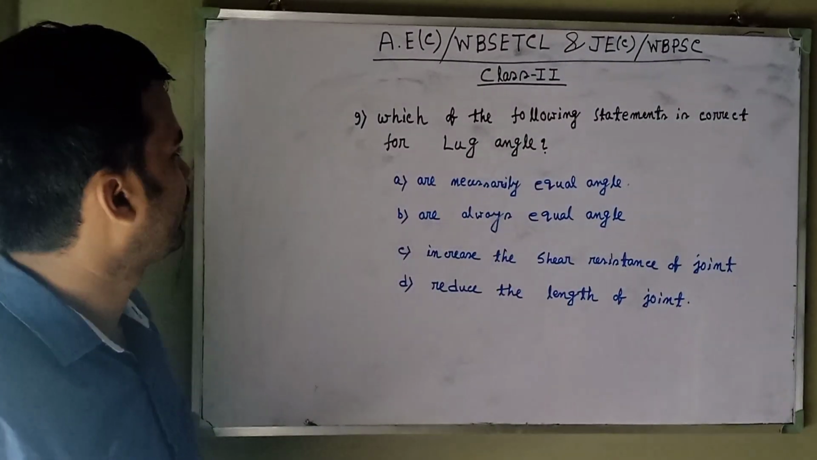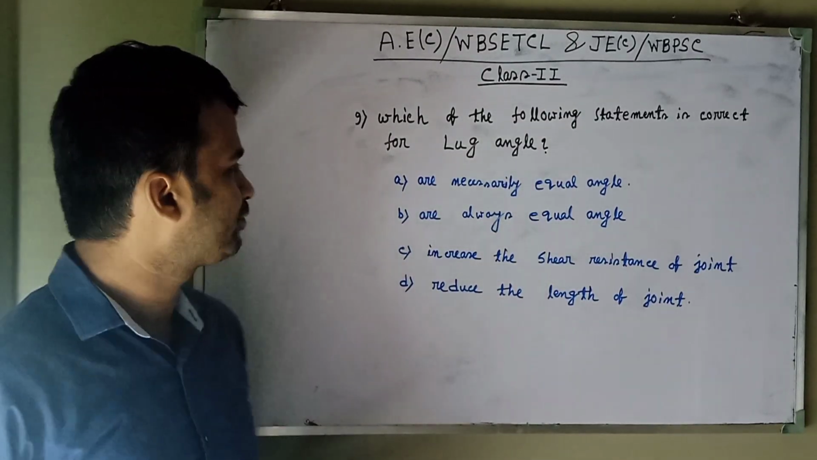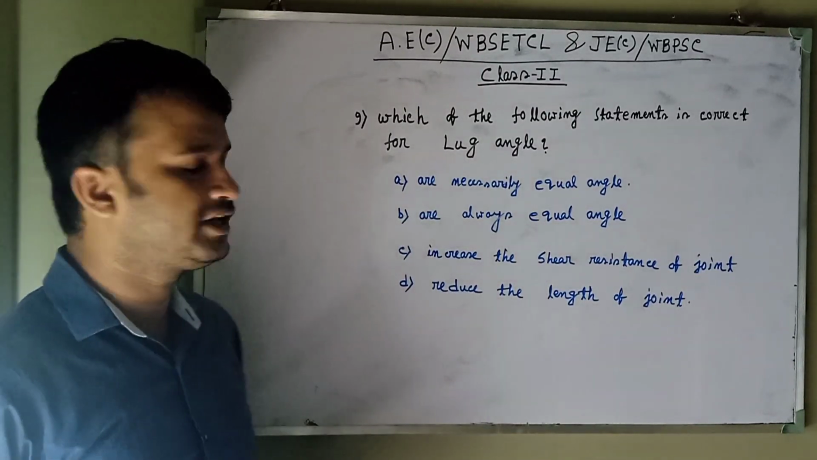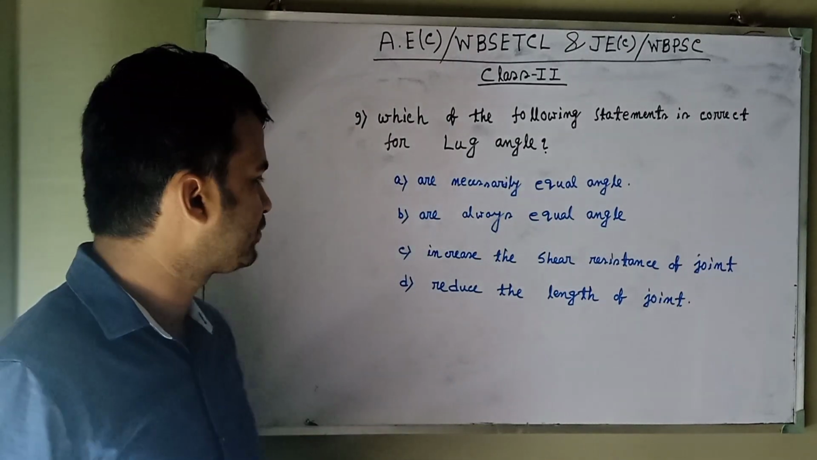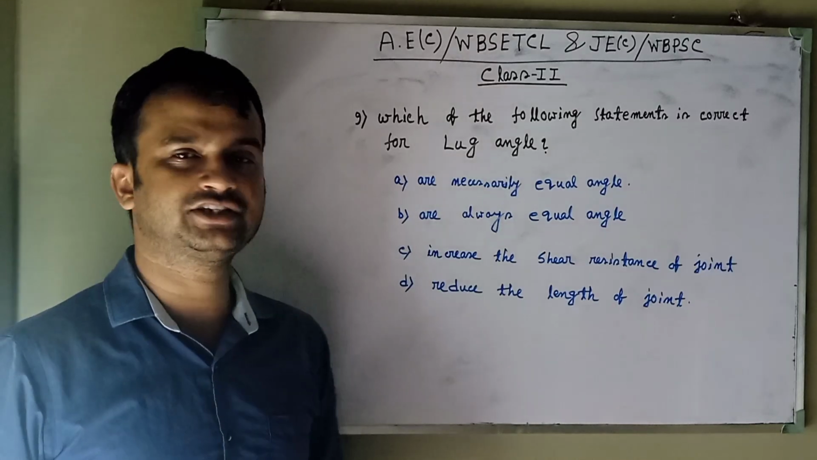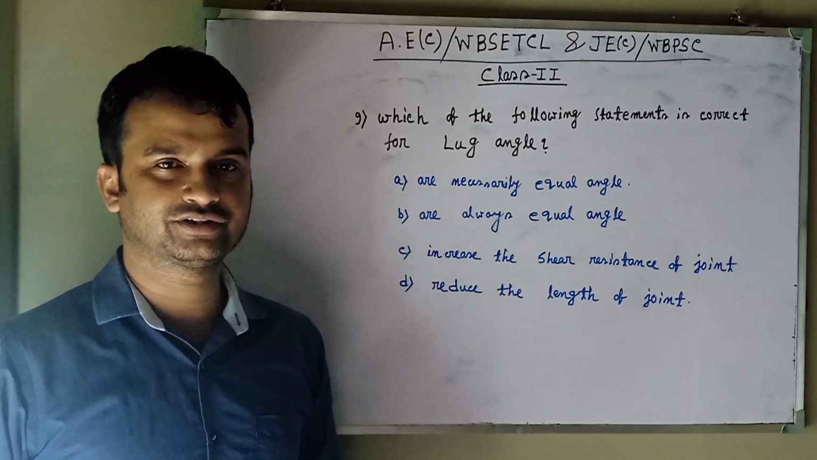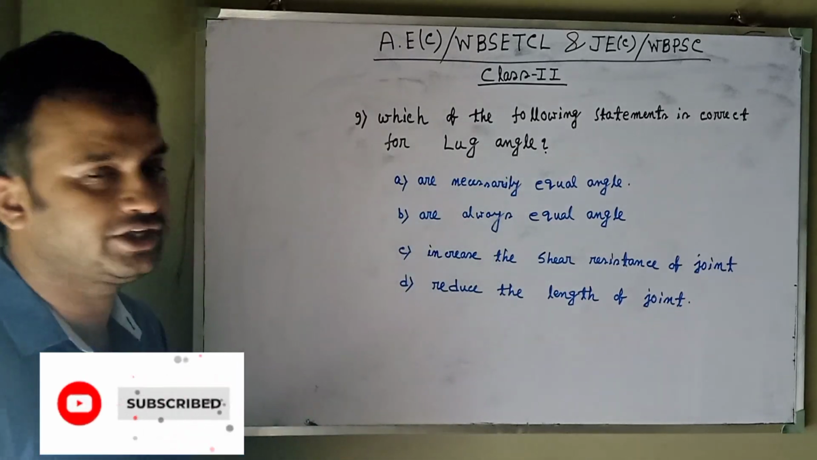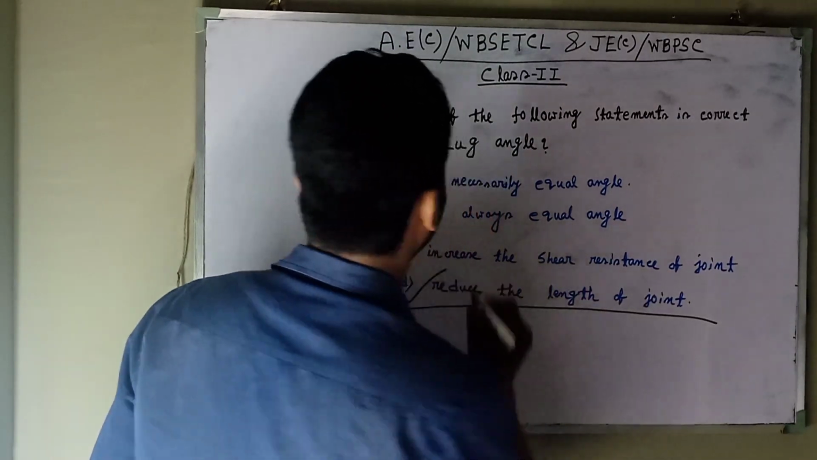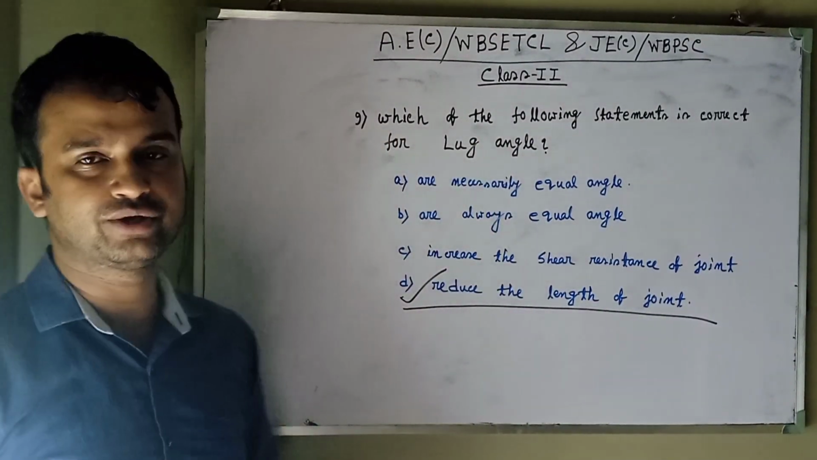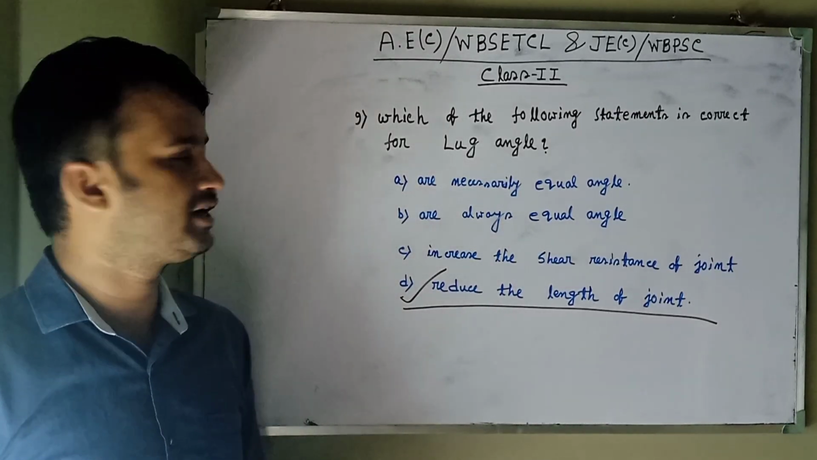Number 9. Which of the following statements is correct for lug angle? Option A: are necessarily equal angle, option B: are always equal angle, option C: increase the shear resistance of joint, and option D: reduce the length of joint. So the correct answer is option D, reduce the length of joint. Lug angle is generally used to reduce the length of the joint.